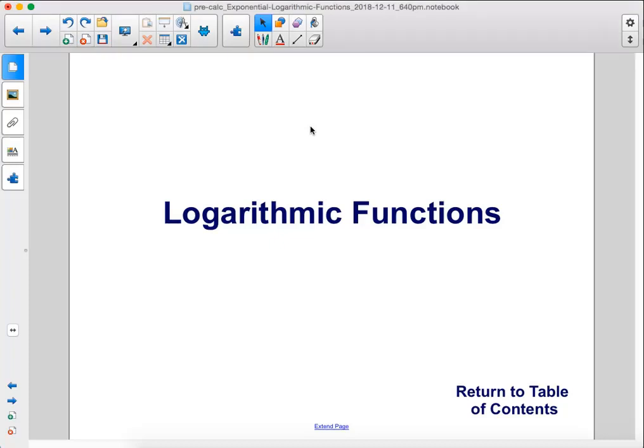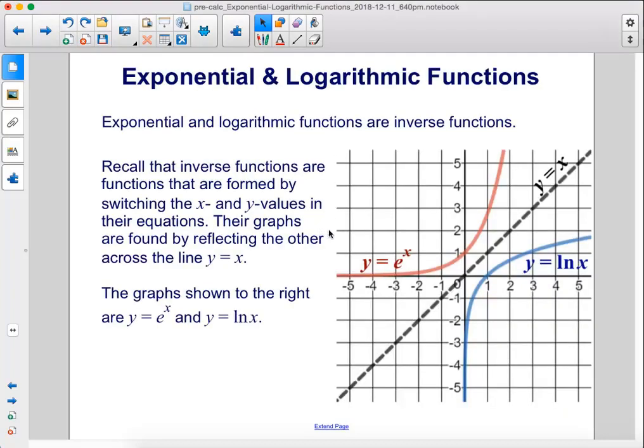Logarithmic functions. Exponential and logarithmic functions are inverse functions. Recall that inverse functions are functions that are formed by switching the x and y values in their equations. Their graphs are found by reflecting one across the line y equals x.